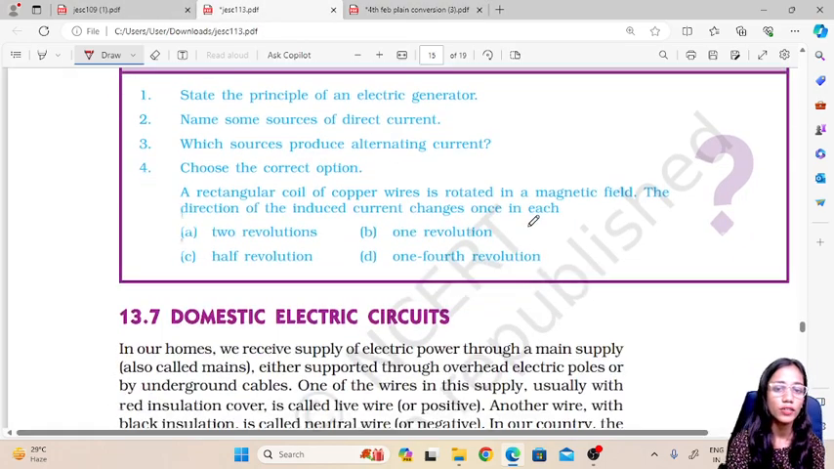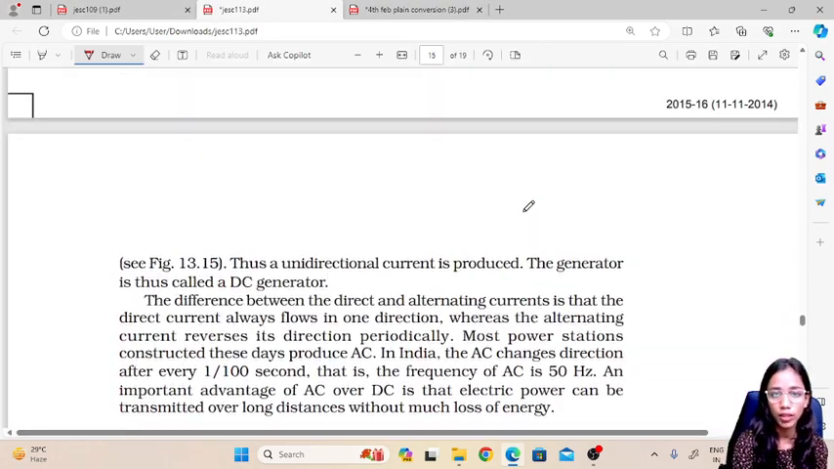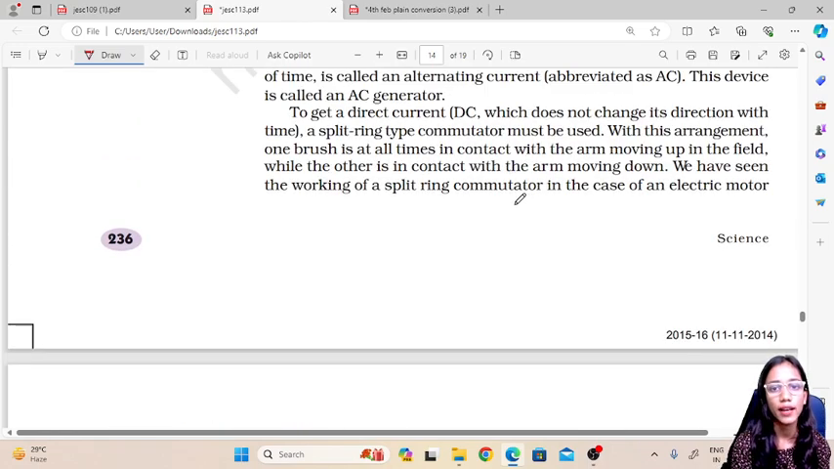So now we saw the electric generator. Which rule does it use? It uses Fleming's right hand rule.